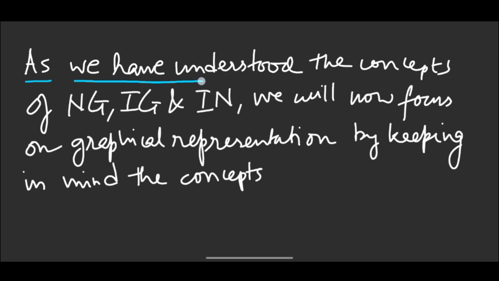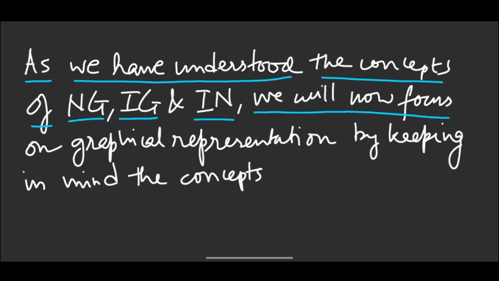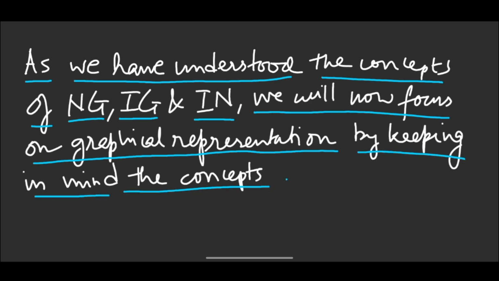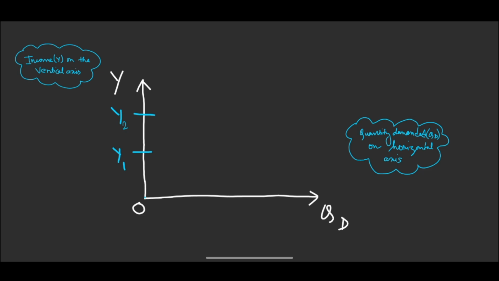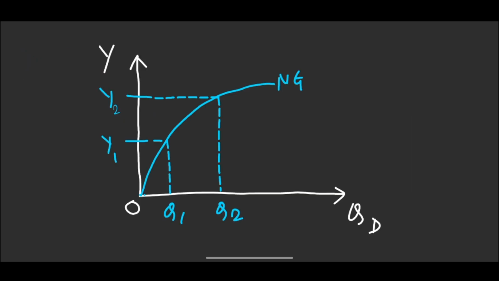As we have understood the concepts of normal goods, inferior goods, and inexpensive necessities, we will now focus on the graphical representation by keeping in mind the concepts. Now in the diagram, we have taken income on the vertical axis and quantity demanded on the horizontal axis. This represents the normal goods curve.